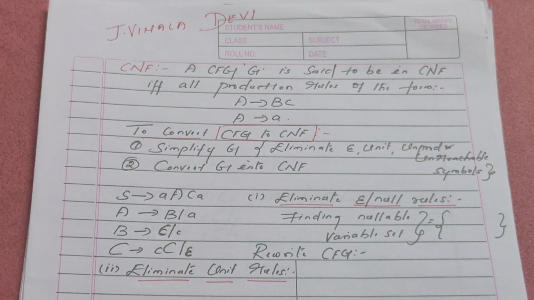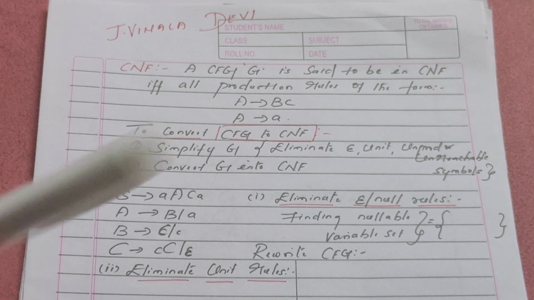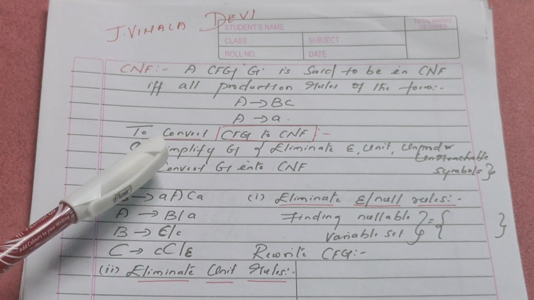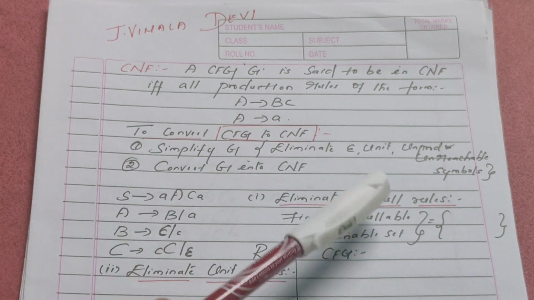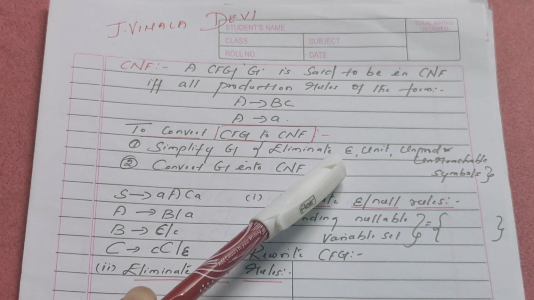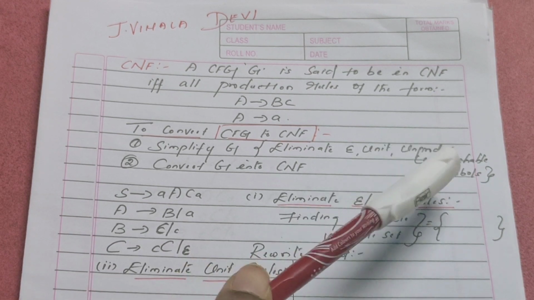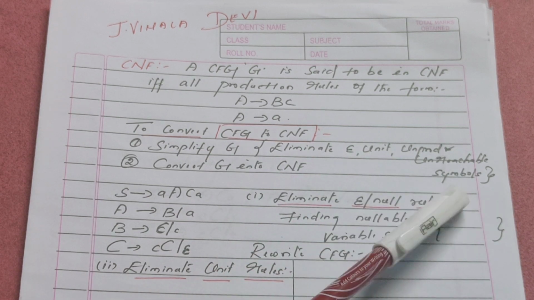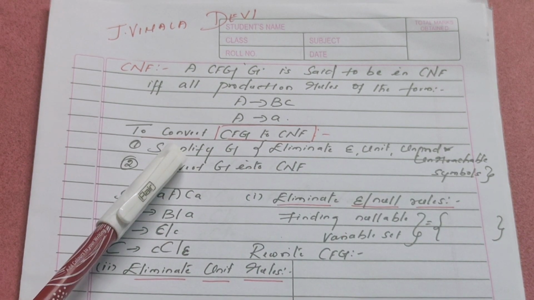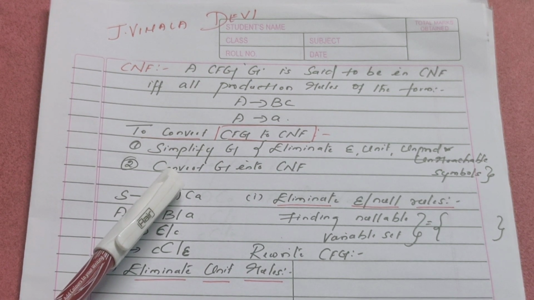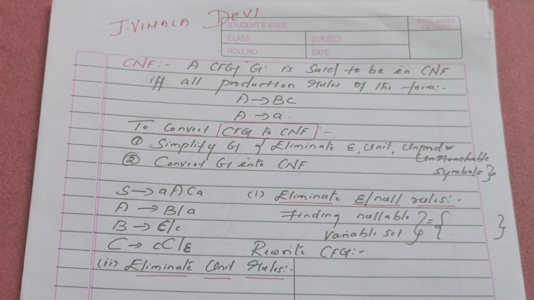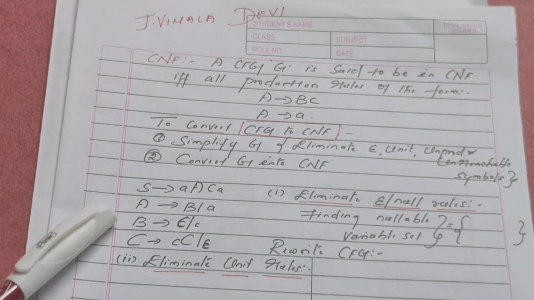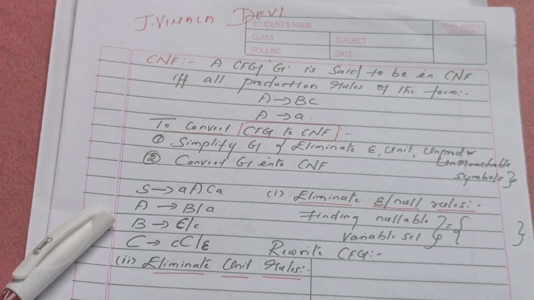How do you convert the context-free grammar into CNF? There is a systematic procedure, and you have to follow it in the same order. First, we have to simplify the grammar. To simplify the grammar, there are three steps. You need to eliminate epsilon rules first, followed by unit production rules, and followed by unproductive and unreachable symbols. Once all these three steps are done in the same order, the grammar is simplified and ready for conversion into CNF. So I have written the problem, whatever is given in the question paper, here.